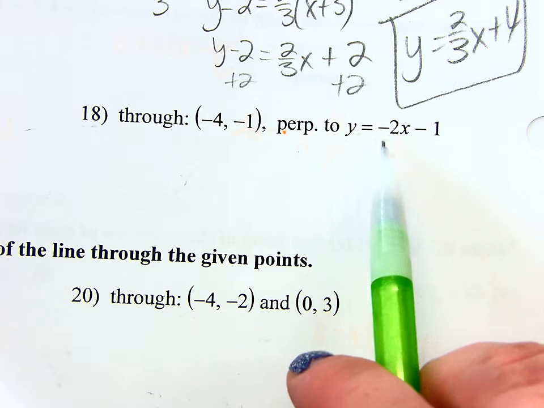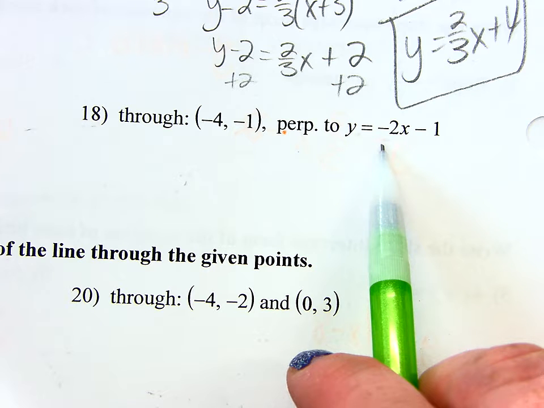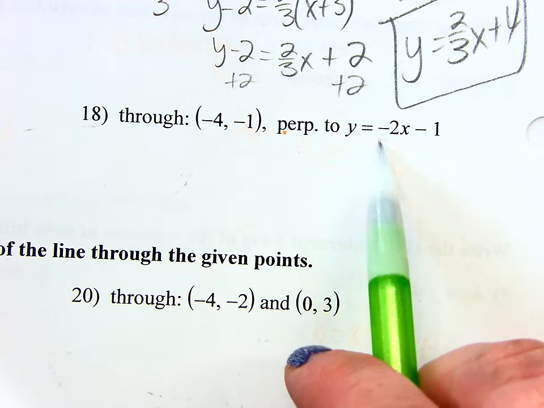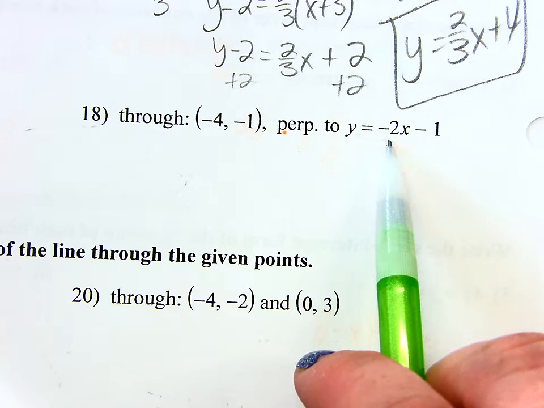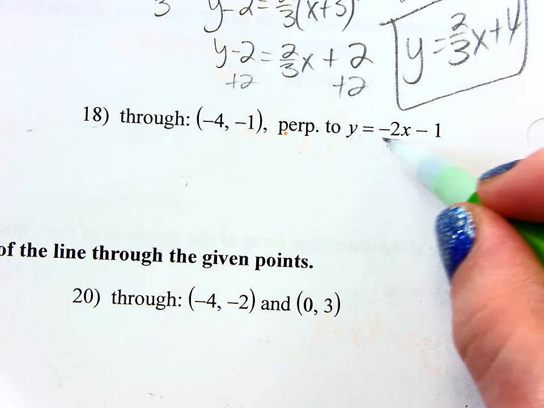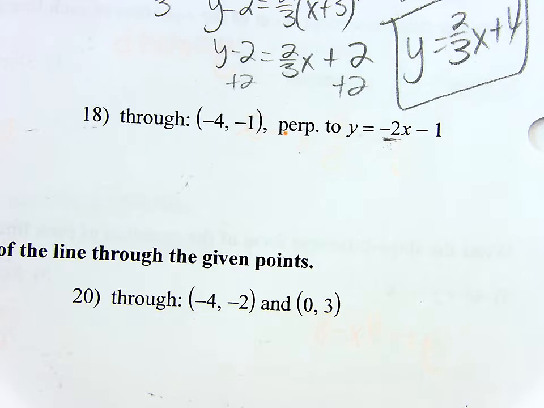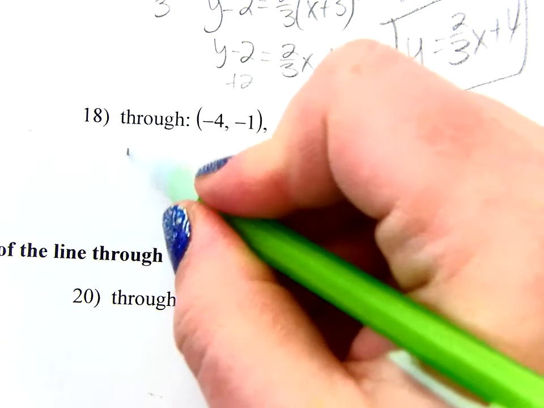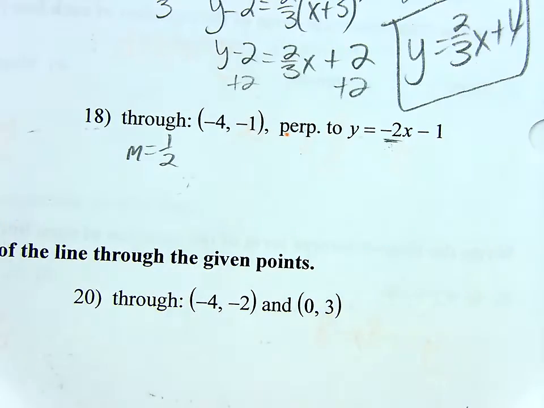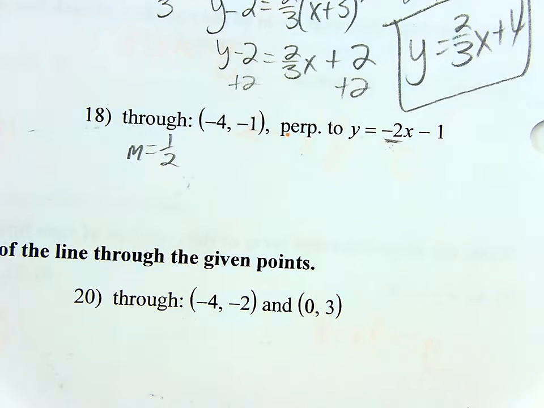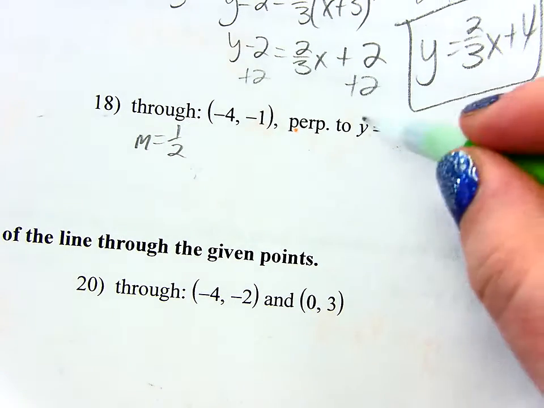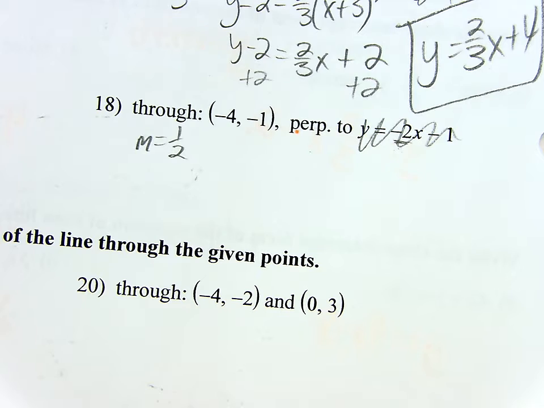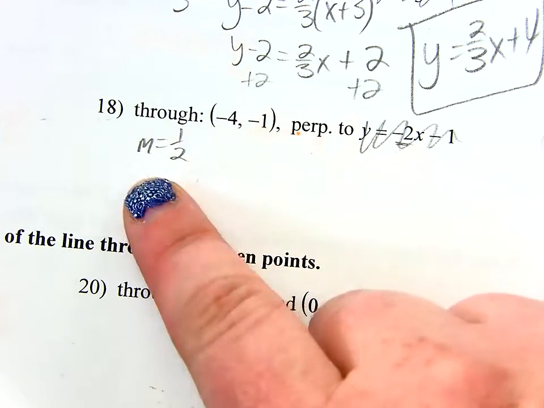I want to be perpendicular to this, so I need to figure out the slope of this thing as it is, and then if I want to be perpendicular, I want its opposite reciprocal. So the slope of this thing as it is, is negative 2. So the slope that I should use is what? Positive 1/2, because that's the opposite reciprocal. Now I don't even care about this anymore. I already got the information out of it that I needed, and now I have a point and a slope.